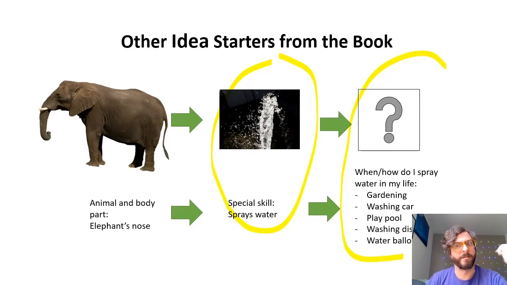An elephant nose and playing in the pool or filling up the play pool. An elephant nose and washing the dishes. Sometimes you have to spray the dishes down. An elephant nose to fill up water balloons. See where I'm going? Think about how you would use that special skill from that body part. So you can do the elephant ones you want, or here's some more ideas from the book.